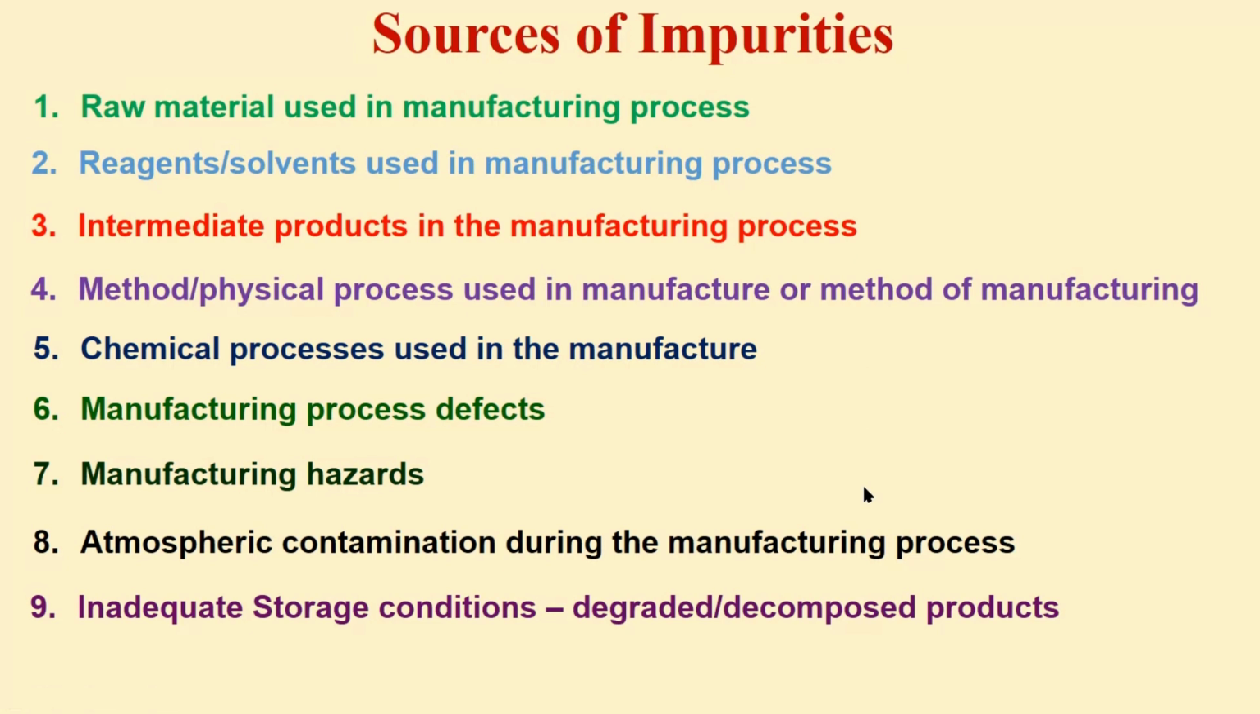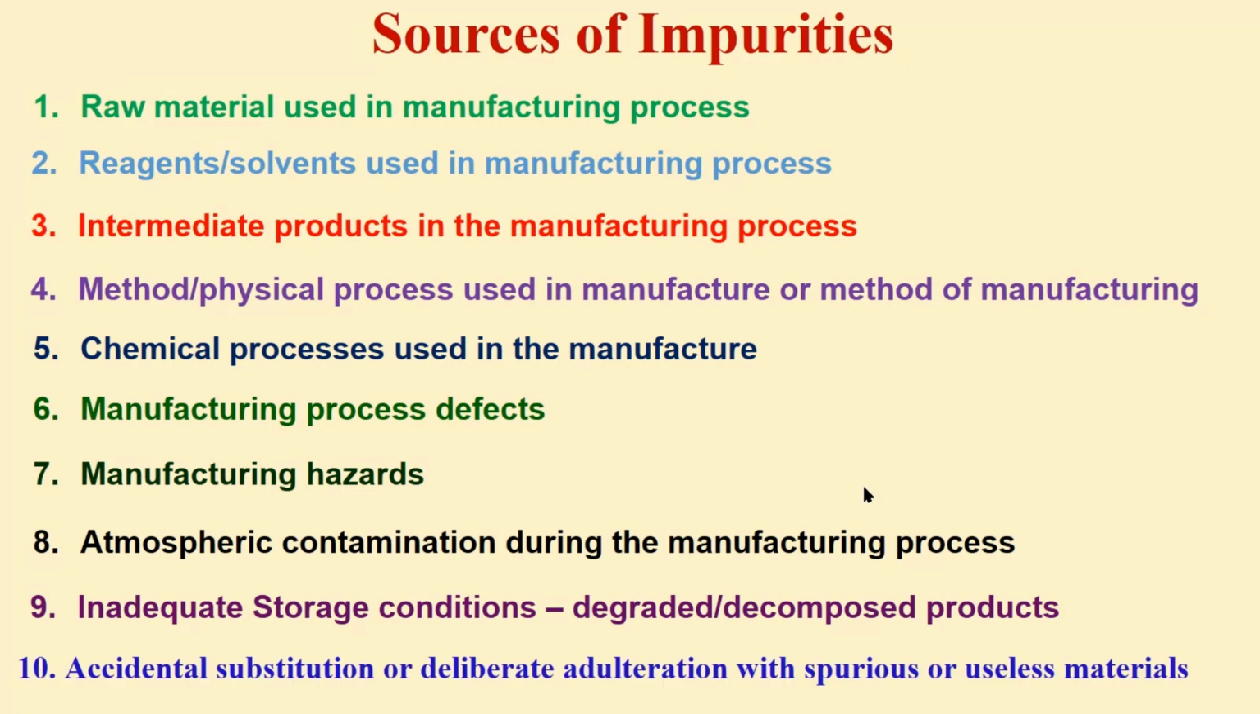These are all the impurities which occur during the process of manufacturing. But there are some instances where, by chance or accidentally, a substitution occurs, or to increase profit we adulterate the product with spurious or useless material, and these are also sources of impurity.